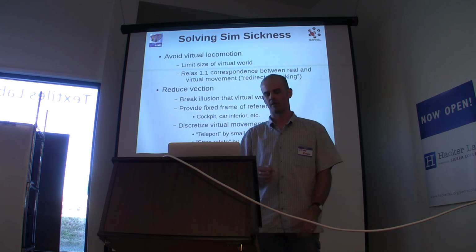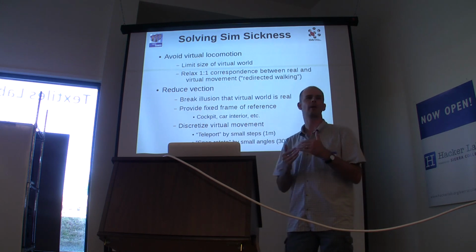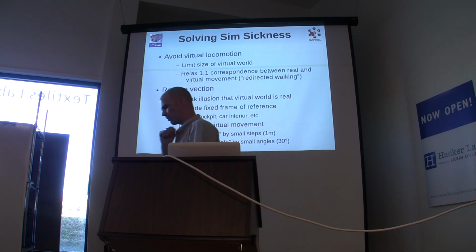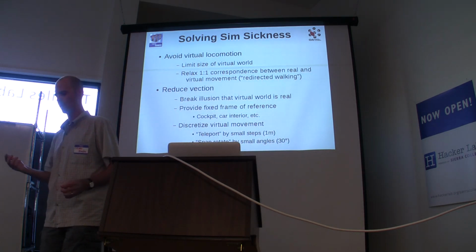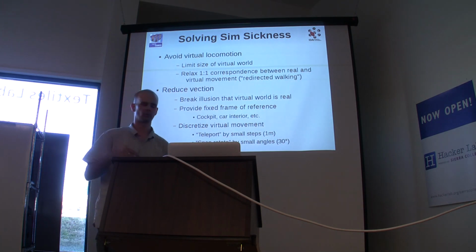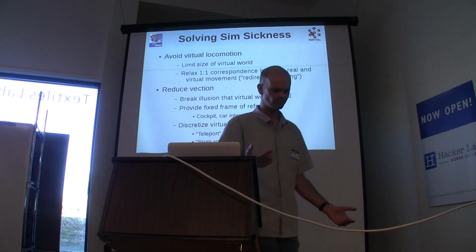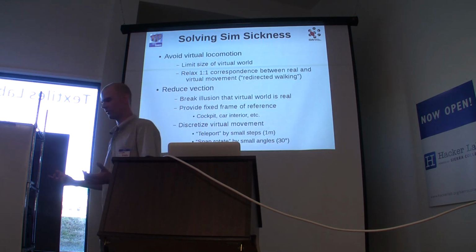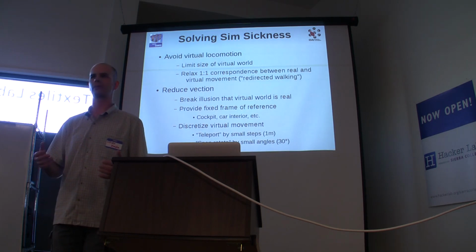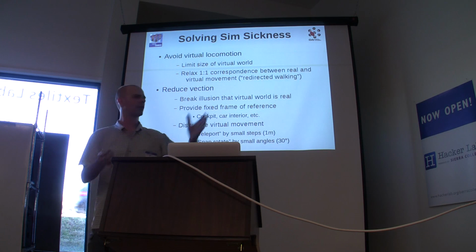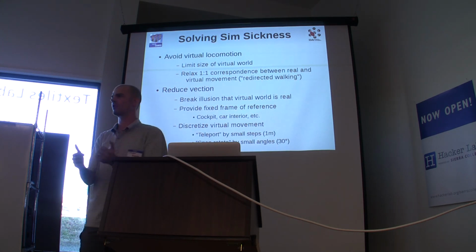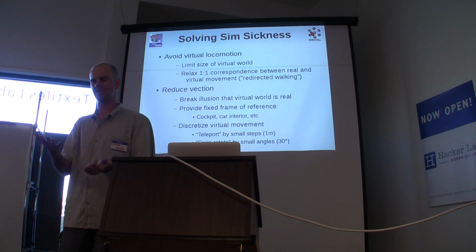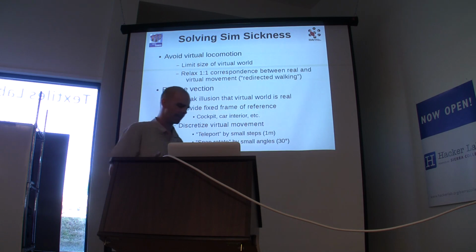So if you can't avoid vection, how can you make it a little bit less strong? And there's one very interesting result, and that is you can provide a fixed frame of reference, something for your brain to latch onto. For example, in a driving game, you would be sitting in your chair in real world, and virtually you are sitting inside the driver's seat of a car. And you look around and you see the car interior and you're driving, and it turns out this doesn't really cause simulator sickness, unless you're already prone to car sickness, in which case all bets are off.